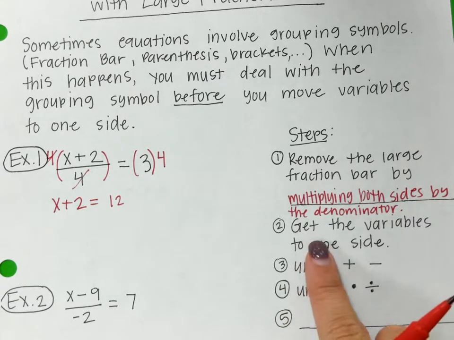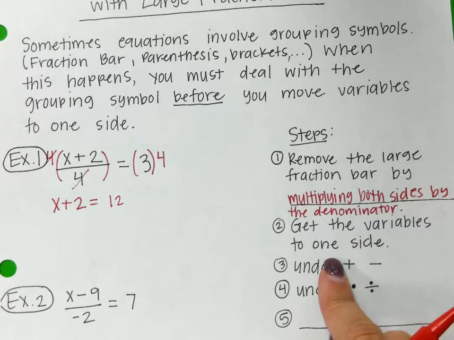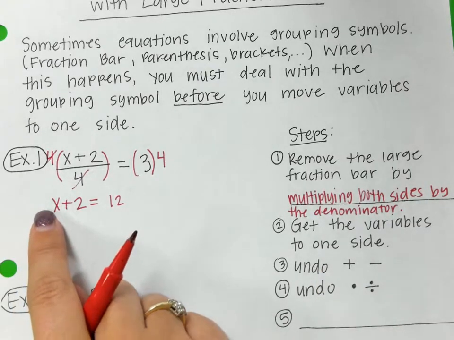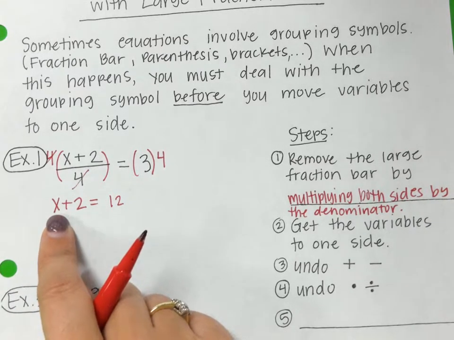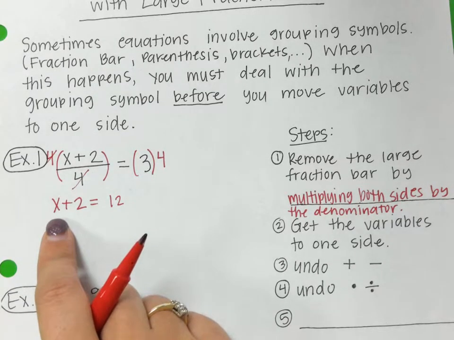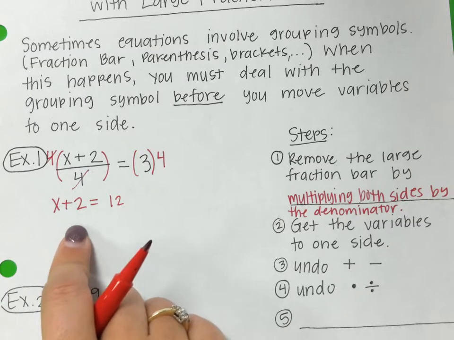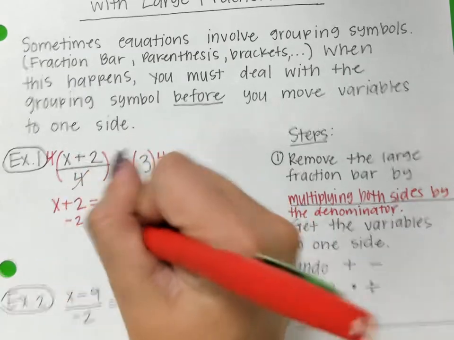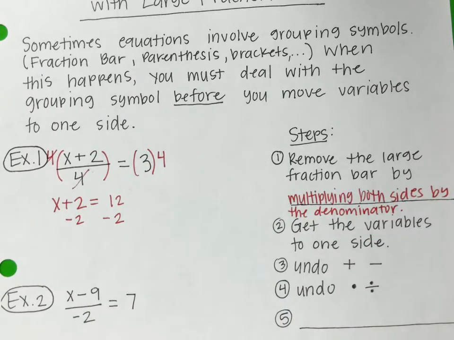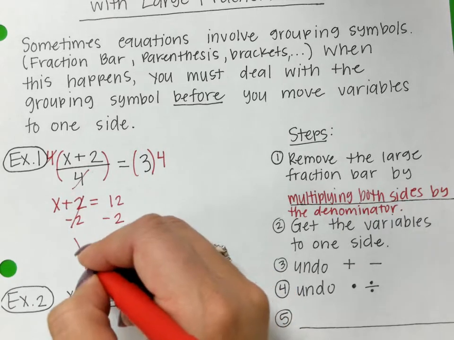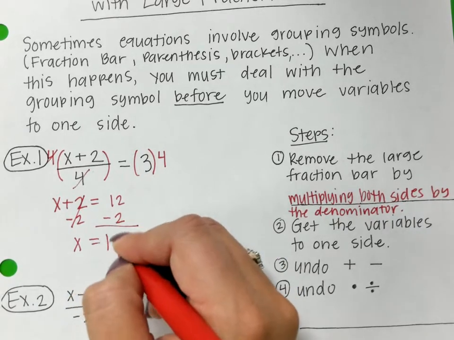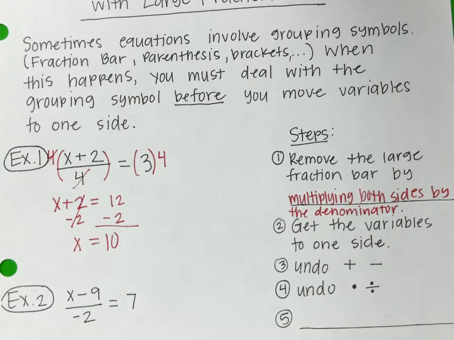So if I look at my second step, it says to get the variables to one side. In this case, that's already done for me, because I only have one term with a variable. So I can kind of skip step 2. Step 3 tells me to undo the addition or the subtraction. So what am I undoing here? The positive 2, the addition, by subtracting 2 from both sides. So when I subtract 2 from both sides, that leaves me with x on the left-hand side and 10 on the right-hand side. So x equals 10.